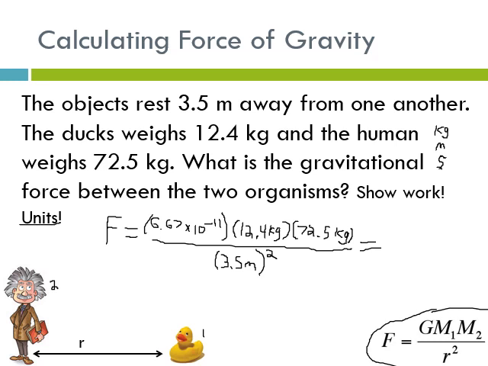I'm not going to guarantee this is right, but it definitely seems reasonable because it's a very small number, and I expect it to be small because Rubber Ducky and Albert Einstein aren't gravitationally pulling each other really at all. I got about 4.89 times 10 to the minus 9, sorry, not minus 11, 10 to the negative 9th newtons.